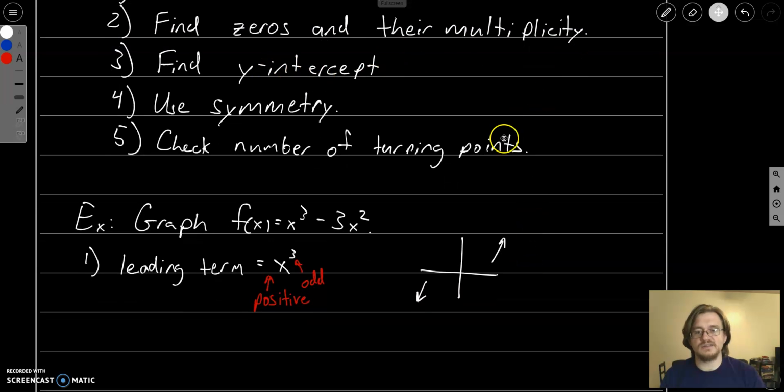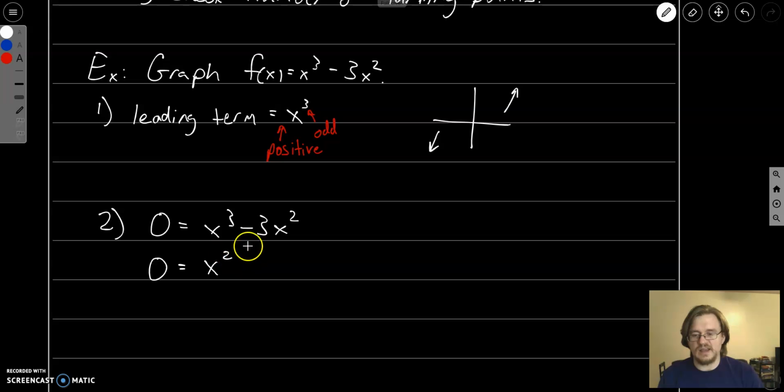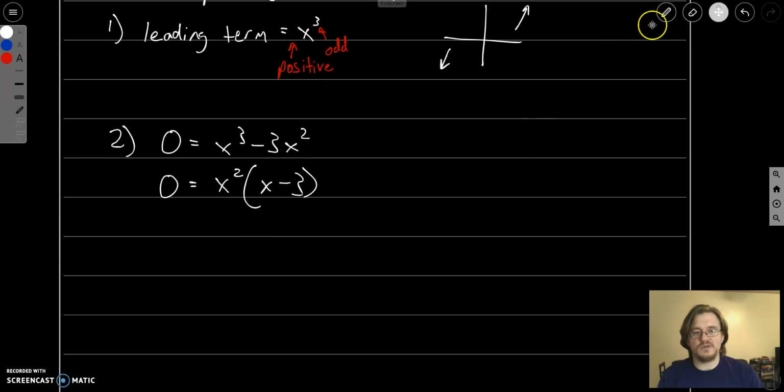So let's find the zeros and their multiplicity. So what we want to do is solve when is this function equal to 0. Again here, this is fairly simple because I can factor this. I can factor an x squared out of both terms. I factor an x squared out of the first term, I'm left with an x, and I factor out of the second term, I'm left with a 3. So this is already very nice. So when I want some numbers multiplied together to get 0, one of those two terms has to be equal to 0.